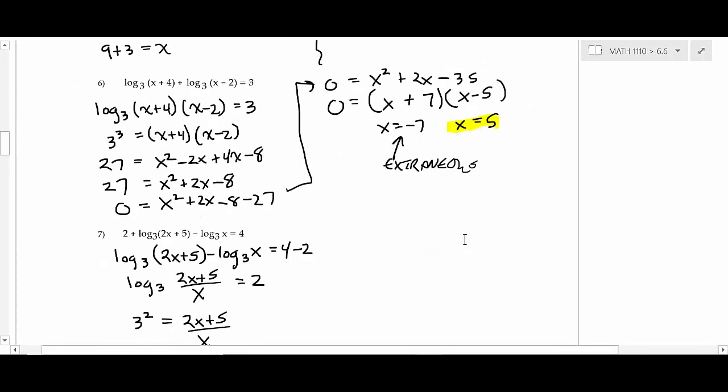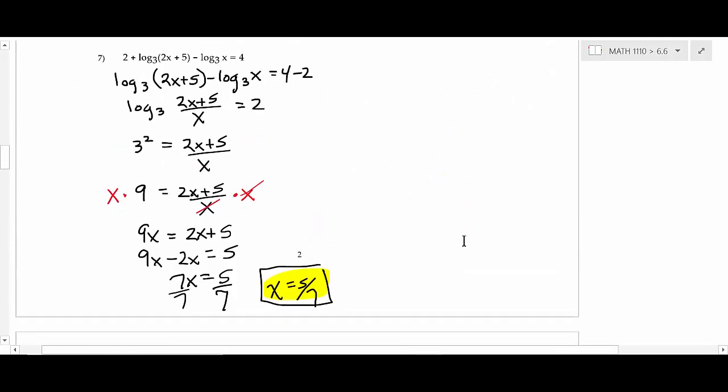All right. Now, what you're going to do with this one is you want to move the 2 over there. So you want to have all your logs together and your constants there. Then you put this together, since it's a subtraction, as log of a fraction. 4 minus 2 is 2. So that's the whole key to starting the problem, to get a log equals a number. Then do exponential form, so you do 3 to the second equals 2x plus 5 over x. I have a fraction I want to get rid of, so I multiply by x. Then I have 2x plus 5 is 9x. Okay, and then from there it's pretty easy to solve.